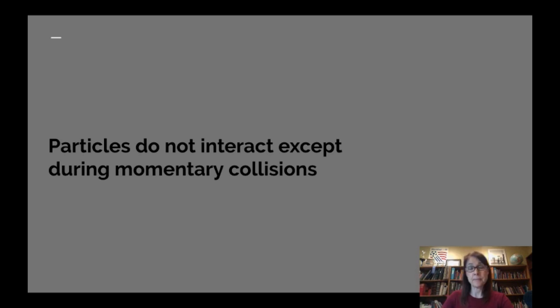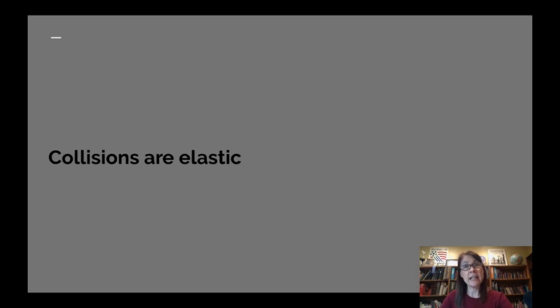a solid. And a fifth assumption of the kinetic molecular theory of gases is that collisions of these gas molecules are elastic. What that means is that there's no net loss of energy when these individual gas molecules collide with one another. Let me give you an example.